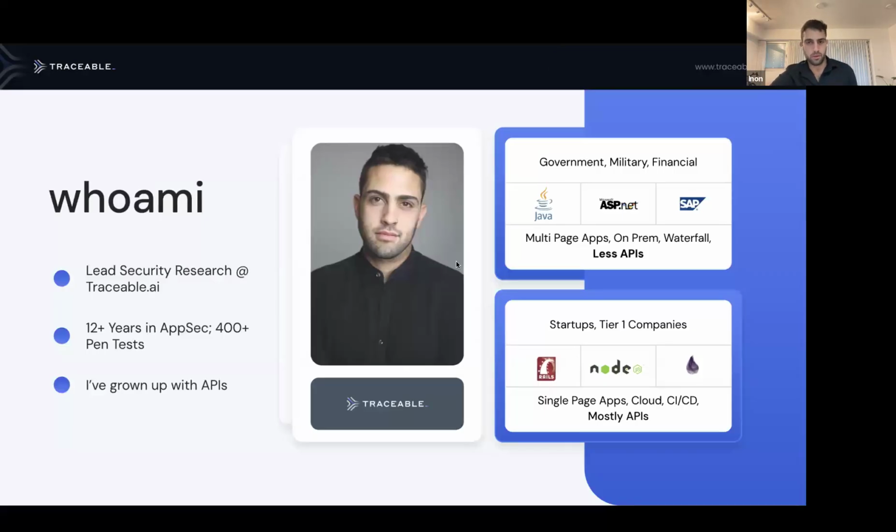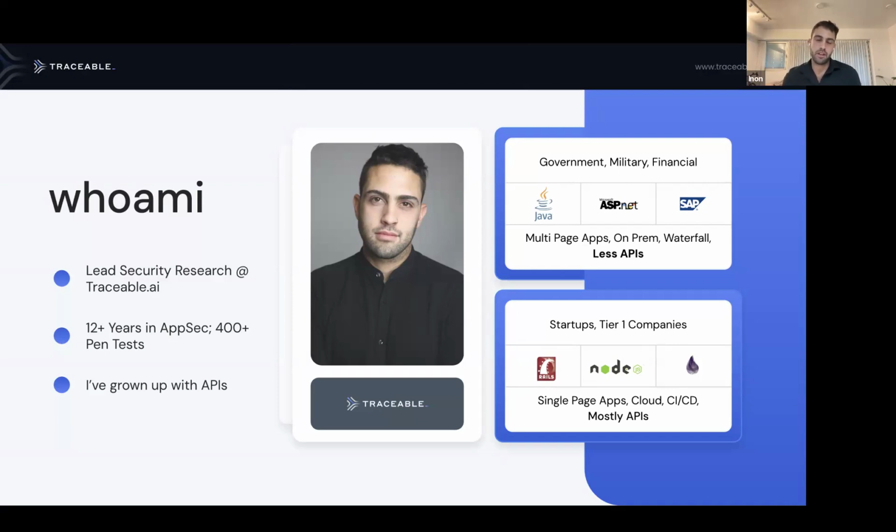So before we even jump into the presentation, I want to just share a few words about myself. My name is Inon Shkedy. I did the security research at Traceable AI, and I have 12 years of experience in application security, and I've performed probably more than 500 pen tests so far. And also, I've grown up with APIs. So what does it mean?